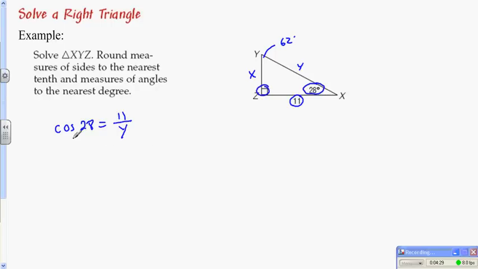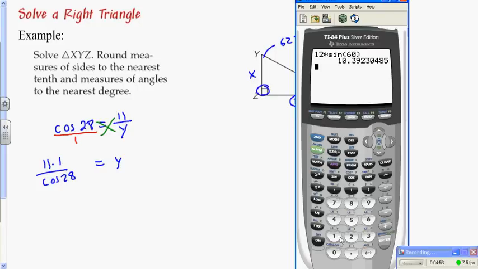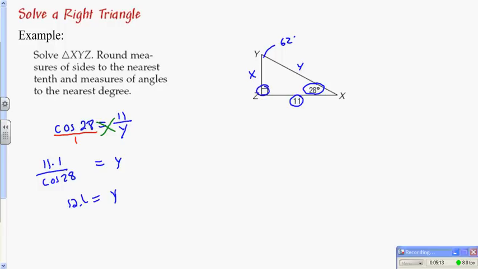Now this one can be tricky. I would recommend putting the cosine of 28 over 1 to clarify what needs to be done, and that is to cross multiply. So our solution will be found by taking 11 times 1 and dividing by cosine 28. On our calculators, that would be 11 divided by cosine of 28. So 12.57, they say round to the nearest tenth for a side, so 12.6. Alright, so this is equal to 12.6.